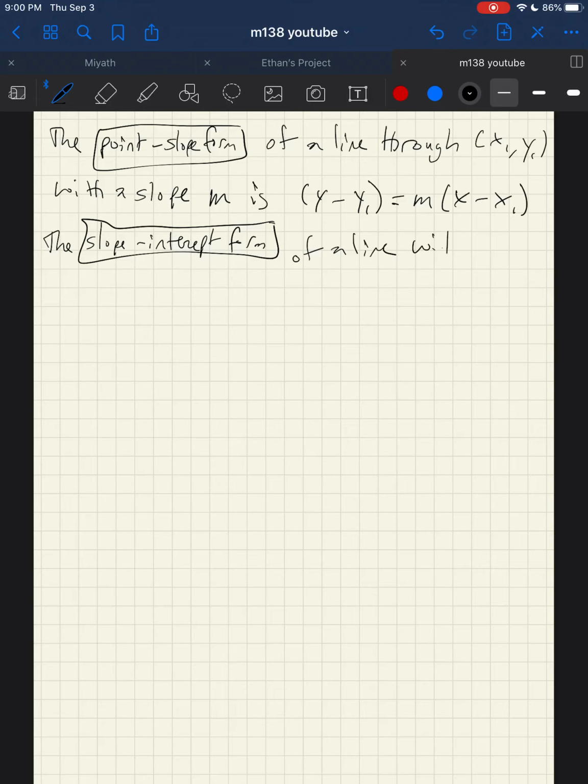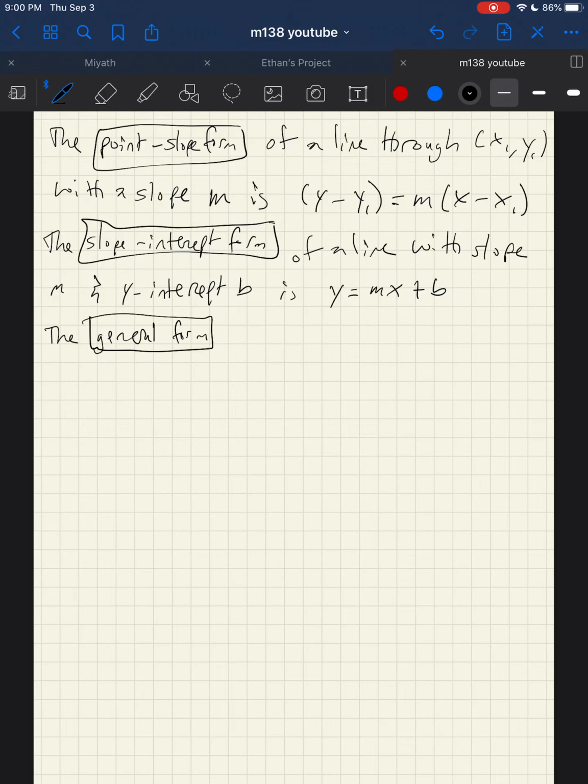Okay, similarly, slope-intercept form of a line with slope m and y-intercept b is, and this is my favorite, y equals mx plus b. This is the way that I think of lines. I think y equals mx plus b. I don't know if I missed the day where we covered that in class, but this to me is a line. Finally, we have something called the general form, which I'm not really into, and that's just ax plus by equals c. I like to call it the neural form.